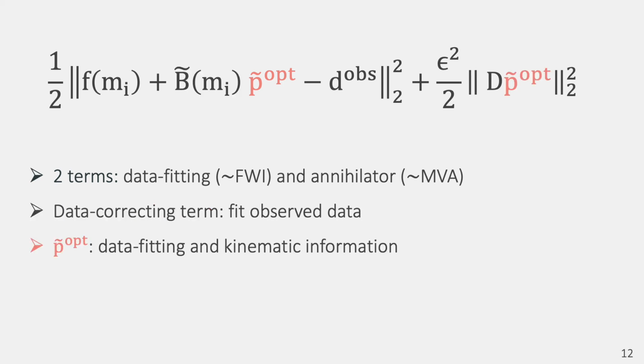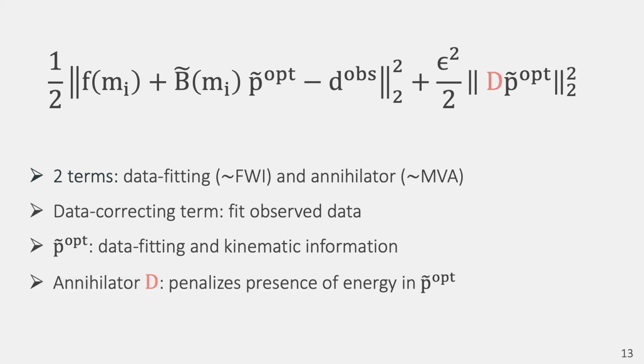In FWIME, the role of P-tilde star is twofold. First, it helps us match the observed data with great accuracy. And it also brings kinematic information that we can leverage in the annihilating term or the MVA term. Our annihilator D is a modified version of the DSO operator. It penalizes the presence of any energy in P-tilde star while still bringing nice convergence properties inherent to a specific MVA technique we discussed earlier.